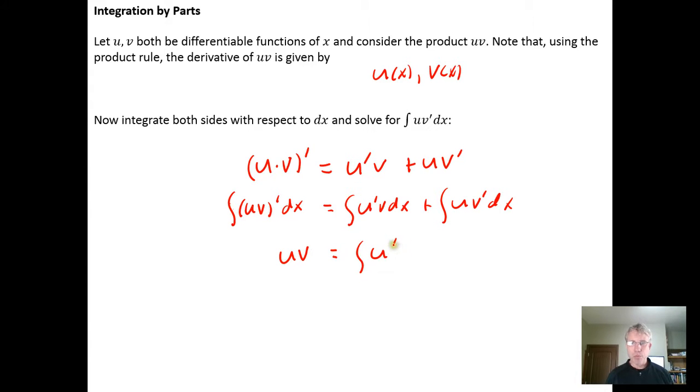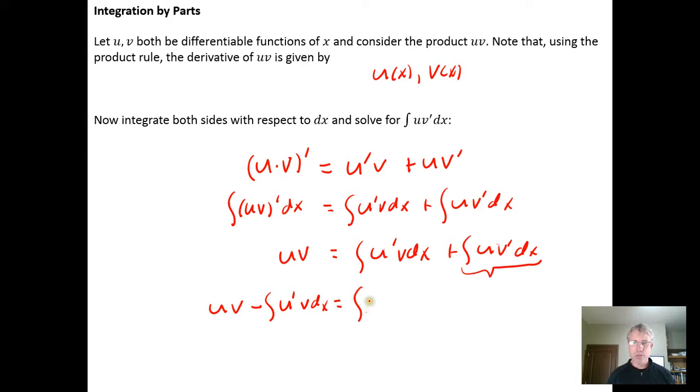And over here we have the integral of u'v dx plus the integral of uv' dx, and the integration by parts formula can be obtained by solving for either one of these two integrals. So it's customary to solve or isolate this integral, although either one would work. And so the idea is I can subtract this integral from both sides, and I get u times v minus the integral of u'v dx equals the integral of uv' dx.